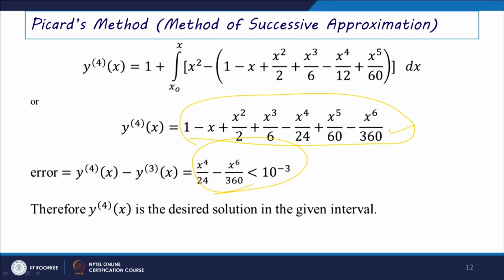Hence we can just say that y(x) is the desired solution within that given interval. Further, if we move to the Taylor series method, as I told at the beginning of the lecture, for the different types of finite difference methods we will first deal with ordinary differential equations, then we will go for higher order equations or partial differential equations.